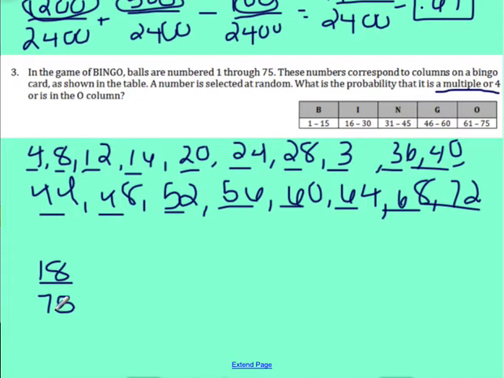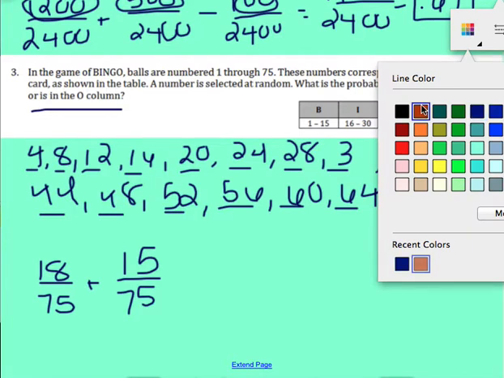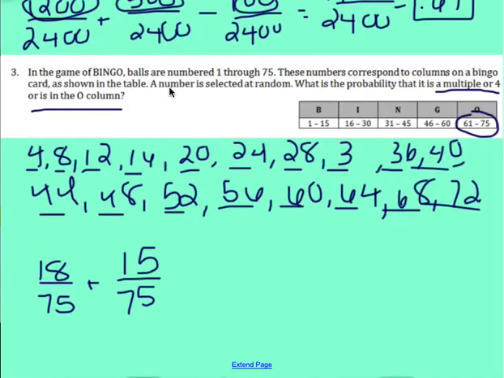The next thing I want to figure out is the probability that it is in the O column, which is right here. So we have 61, 62, 63, 64, 65, 66, 67, 68, 69, 70, 71, 72, 73, 74, 75. When I read out all of those numbers, I counted them out on my hand, and I got 15 out of 75 that were in the O column.